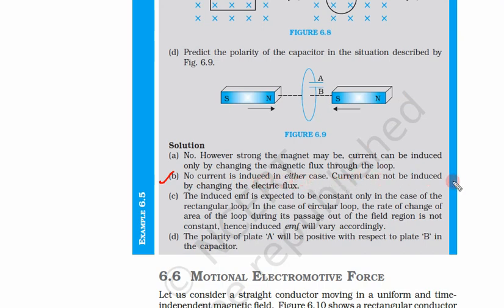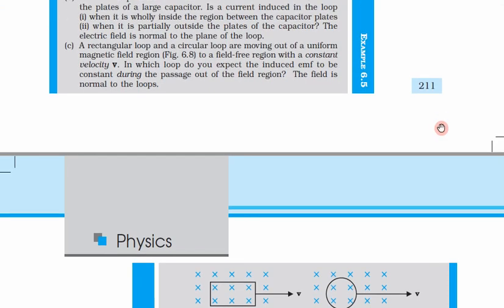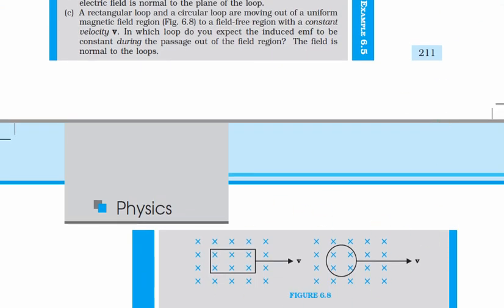Why? Current cannot be induced by changing the electric flux. So electric flux cannot induce any kind of current, only magnetic flux can induce currents. So this is the second question. Now let us see the third question. The third question is, see this figure.